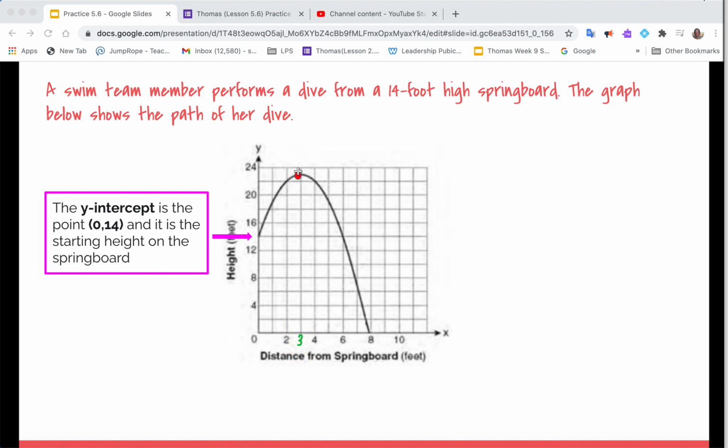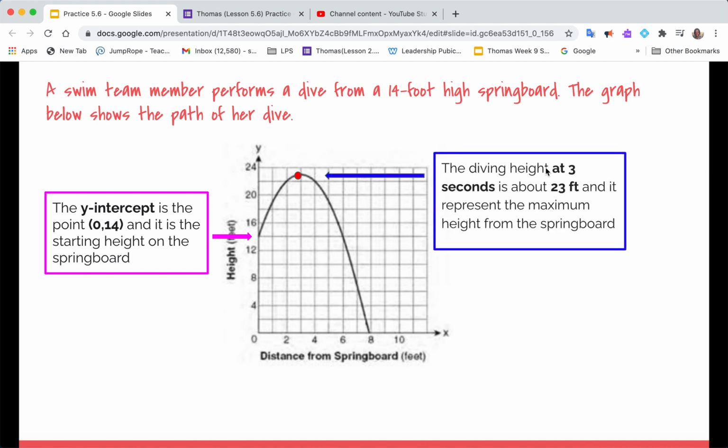What that lines up with is the highest point on our graph, which is about 23 feet high, and that means that is the maximum height the diver reaches after getting off the springboard. So the diving height at 3 seconds is 23 feet. It represents the maximum height from the springboard.